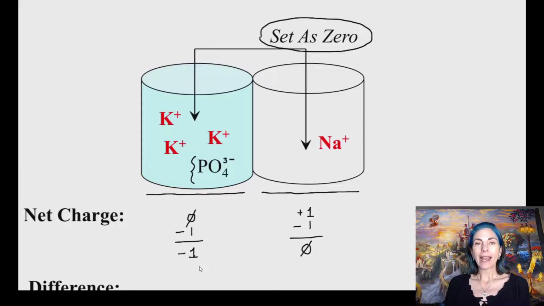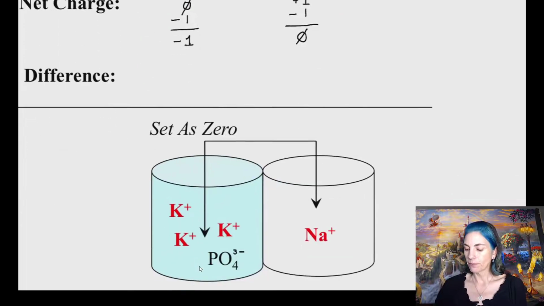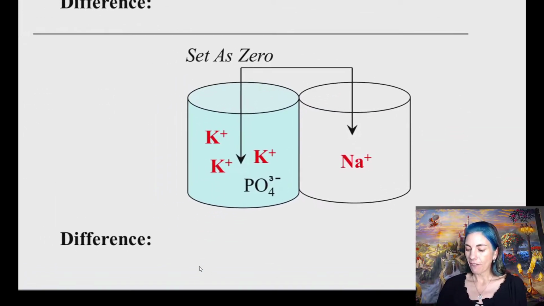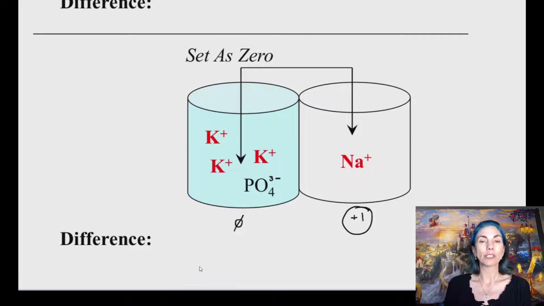Now, what I set to 0 is somewhat arbitrary. I could have easily switched these around. If I had instead set my blue beaker as the 0, then my voltage meter would read as +1. The default way that we measure the difference in electricity between the extracellular fluid and the intracellular fluid is to set the extracellular fluid as the 0.